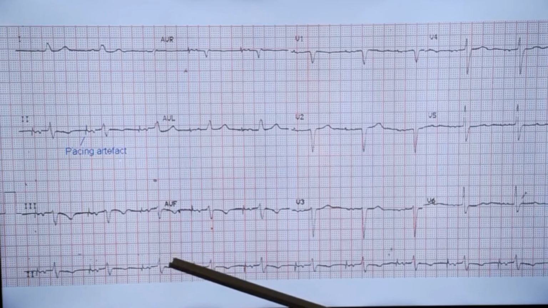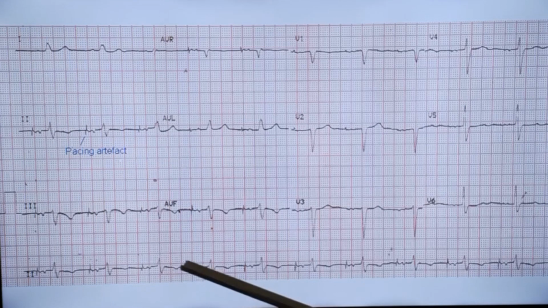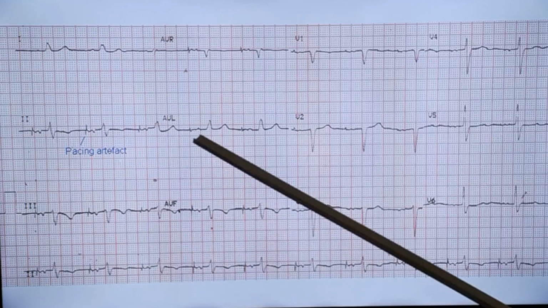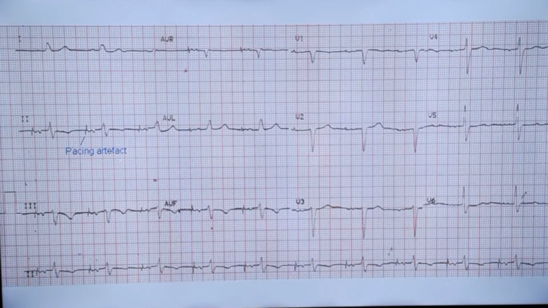Now what about the P wave pattern in pacing? If you pace from the lower part of the atrium, P waves will be inverted in inferior leads as the activation spreads upwards. If you pace from the upper part of the atrium, P wave will be upright in inferior leads because activation is towards the inferior leads.